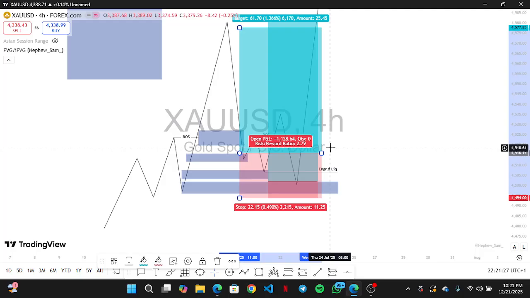That's the most important thing you should note. Whenever an engineered liquidity forms, the order block below that engineered liquidity is where you are buying from. In the vice versa case of sales, when you are selling the market, when the engineered liquidity forms, the order block above the engineered liquidity is where you are selling from.